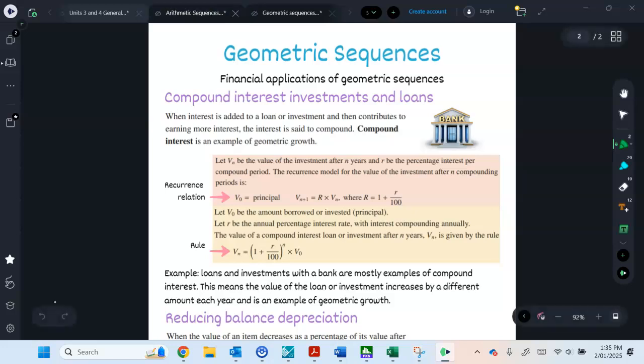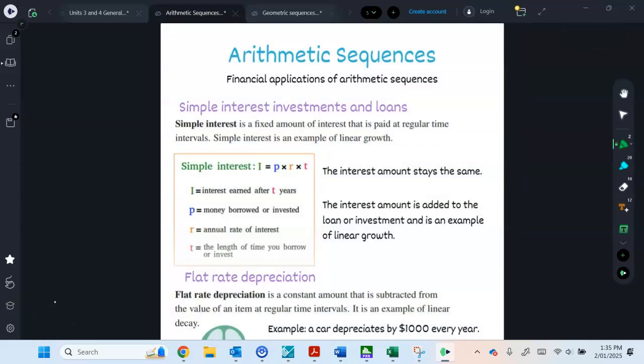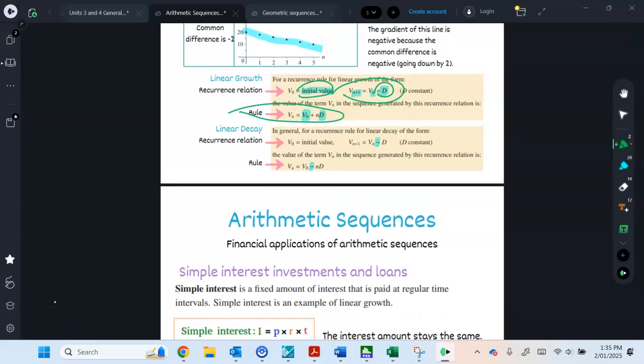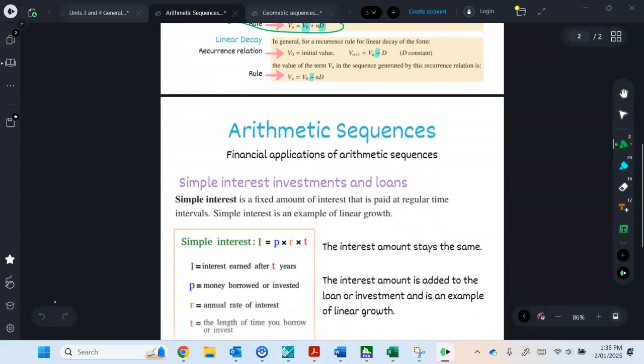Going back to simple interest, it's not a huge part of the general maths course. We do still have simple interest on the study design, but I find it usually combined with geometric, so we'll do a video of that later. If you're wondering why there isn't any recurrence relation or rule, well, we've got them there anyway. It's an example of linear growth, so they're on the previous page.